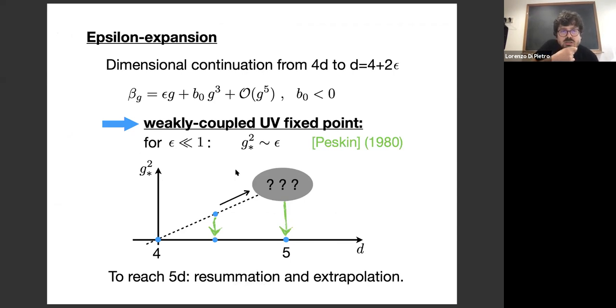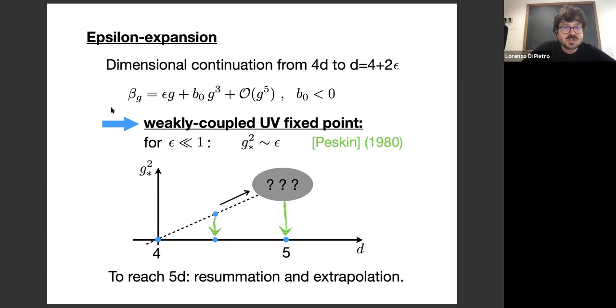So let me now explain the method that we actually use, which is epsilon expansion. The idea is conceptually very simple. It's completely analogous to when we study the Wilson-Fisher fixed point. So it's simply to consider the gauge theory, the non-abelian gauge theory in 4 dimensions, and do a continuation from 4 dimensions to 4 plus 2 epsilon. Okay, for some reason we like 2 epsilon instead of epsilon.